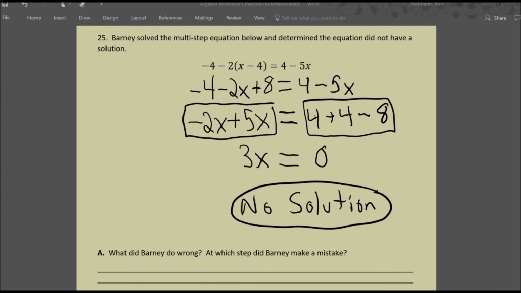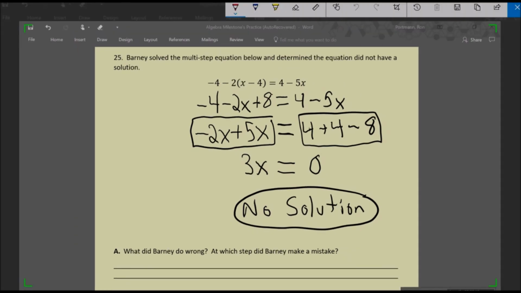Number 25 is one of those lovely constructed response questions that we all love so much. It says Barney solved the multi-step equation below and determined the equation did not have a solution. Right here, he said no solution. We're going to determine if that was right or wrong. It's telling us that's wrong.